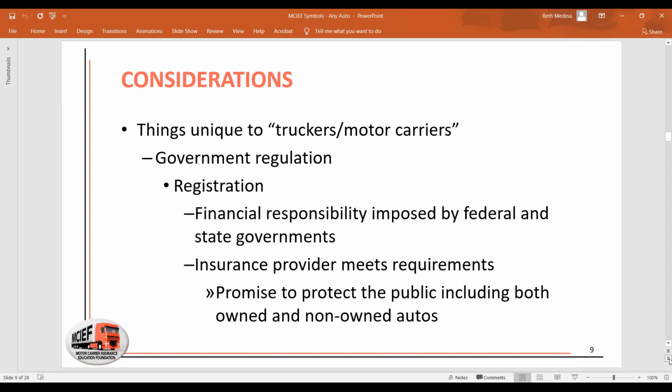Things unique to motor carriers, truckers: government regulation, financial responsibility imposed by the federal and state government. The insurance provider must meet these requirements. These are promised to protect the public, including both owned and non-owned autos, meaning any auto they use as part of their business as a motor carrier. The public will be protected with the financial responsibility requirements being met by the insurance carrier of that motor carrier.